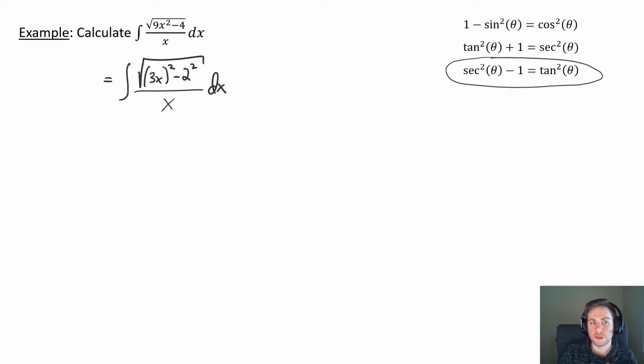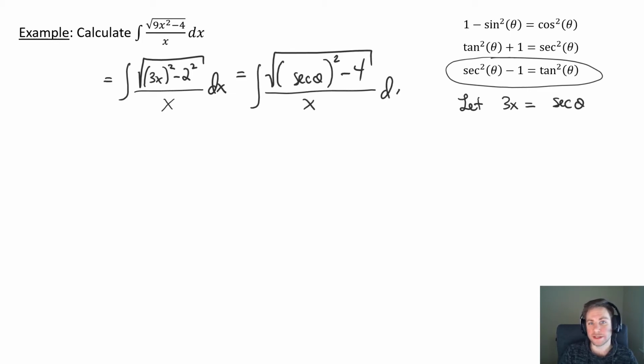So our goal here then is to make the expression under the square root look like secant squared minus 1. If we assumed that 3x was the same thing as secant theta, that would be a good start, because then we would get secant squared minus 4 under the square root. But what we want is secant squared minus 1. So we need to modify our substitution to fix this problem.